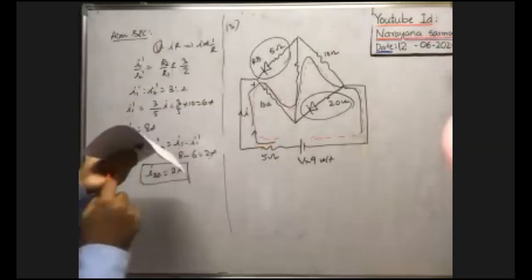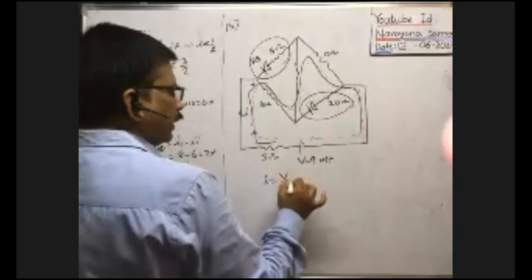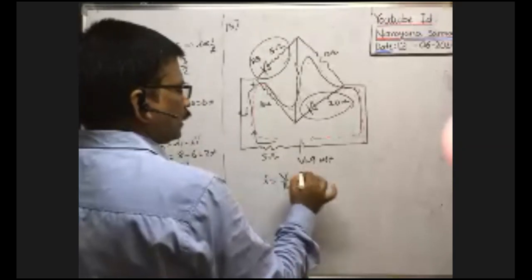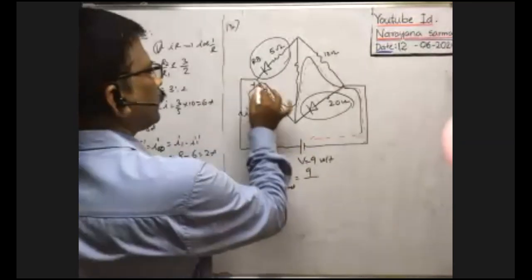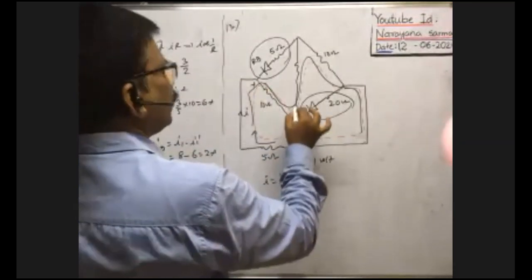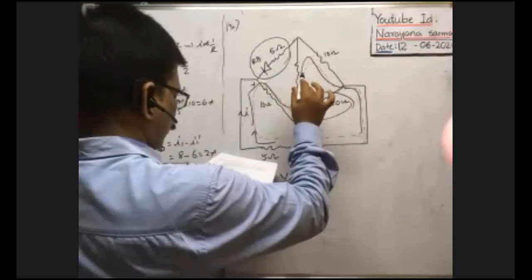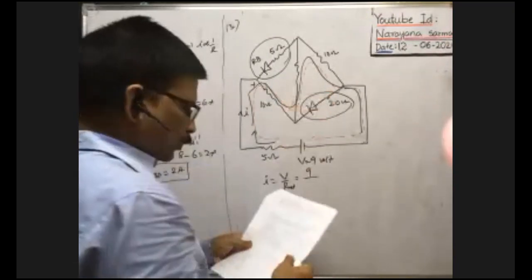Okay, along the direction of flow of current, what is the total resistance? Net resistance, applied voltage by net resistance. The applied voltage is 9 volt, divided by the total resistance in the circuit along which current passes. Here you see 5 ohm, 10 ohm, and what is the resistance here? What is the resistance at this point?